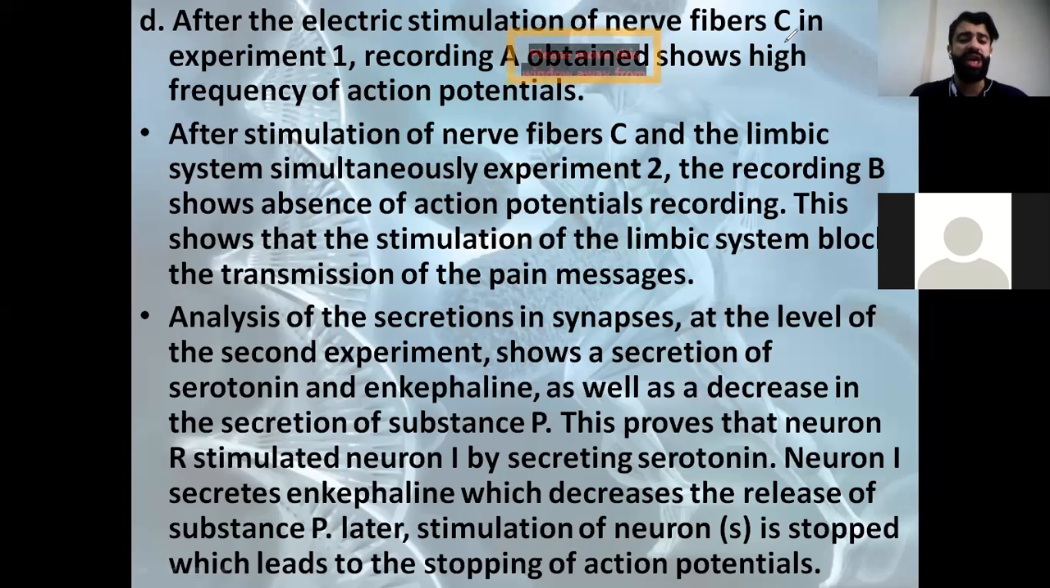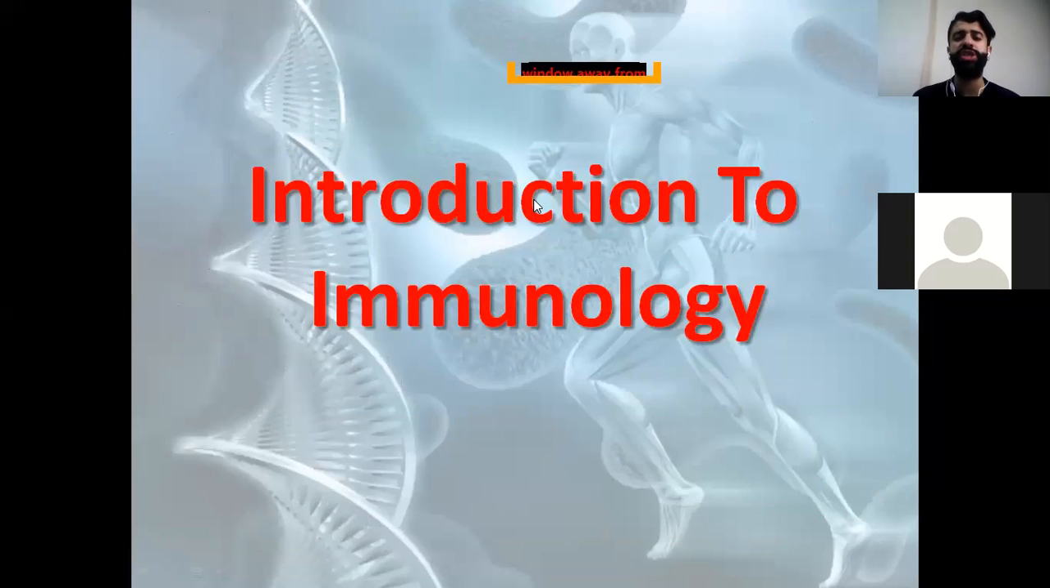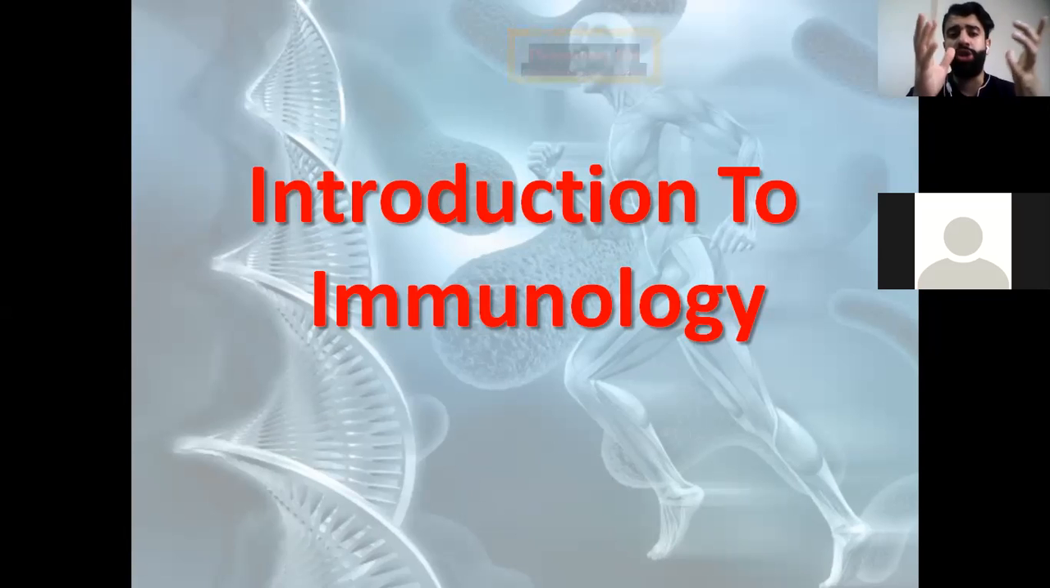We finished everything related to the nervous system. I'm going to move now to a small introduction to immunology, the science that studies the immune system. All of you know that our body consists of different systems. I have the nervous system already, we finished it. We have the immune system, the digestive system, respiratory system, reproductive system, urinary system, muscular system, skeletal system, and so on.